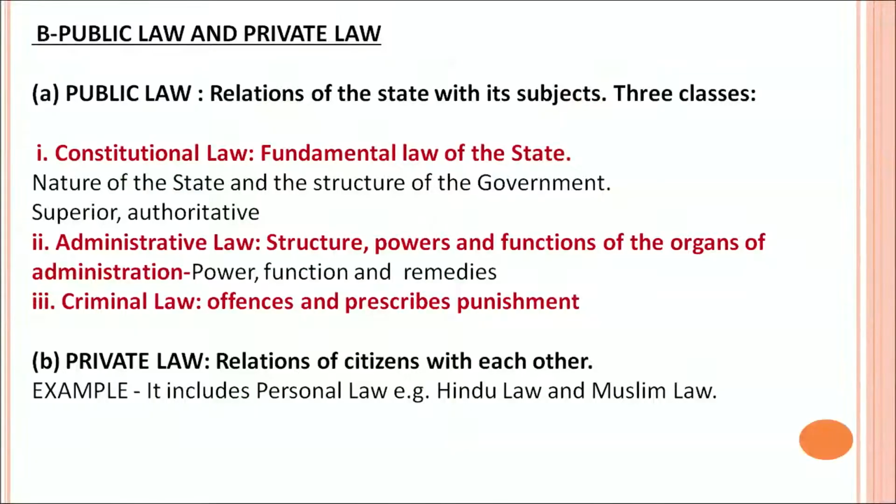Let us now proceed to the second difference. The second difference is concerning the public law and the private law. When we talk about the public law, it means the relation of a state with its subject. That is, on the one hand we have the state, and on the other hand we have its subject. There are 3 classes or subclasses or types of public law that we are supposed to deal with. The first is the constitutional law.